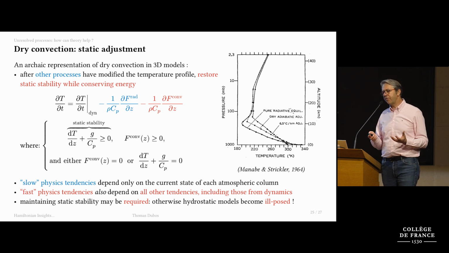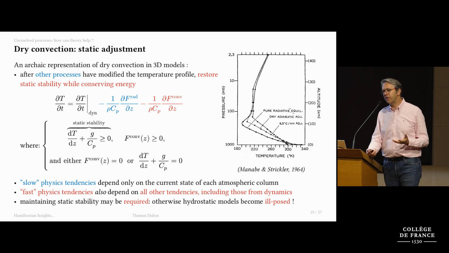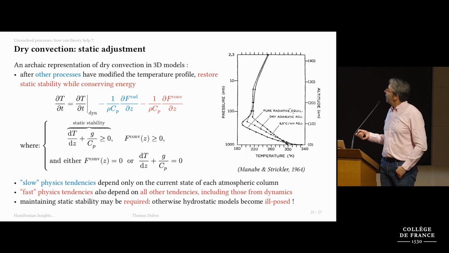But that's also a way for the atmosphere to lose energy to higher altitudes and ultimately to space. So that's one of the mechanisms that will cool down the surface. And there is a well-known criterion called the static stability criterion that tells you when this triggers.